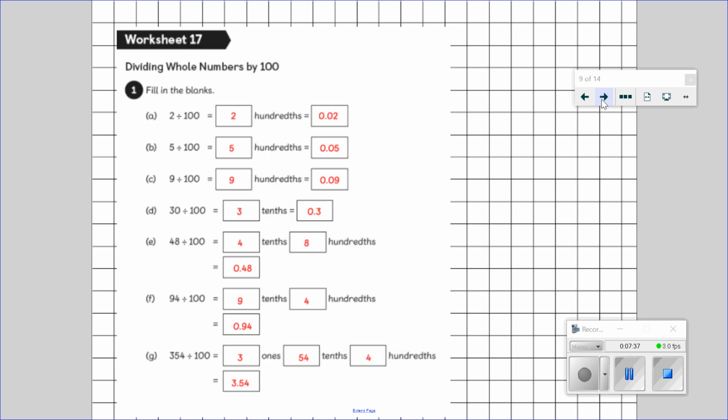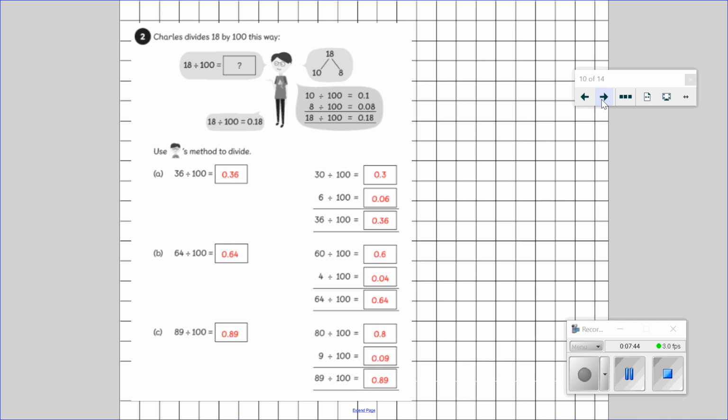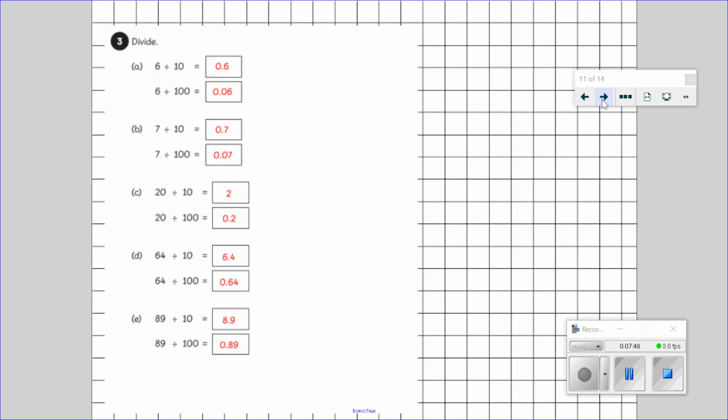And here are our answers. There's question 2. And here is question 3. As always, the guided practice, the worksheet and the answers will be on the website.